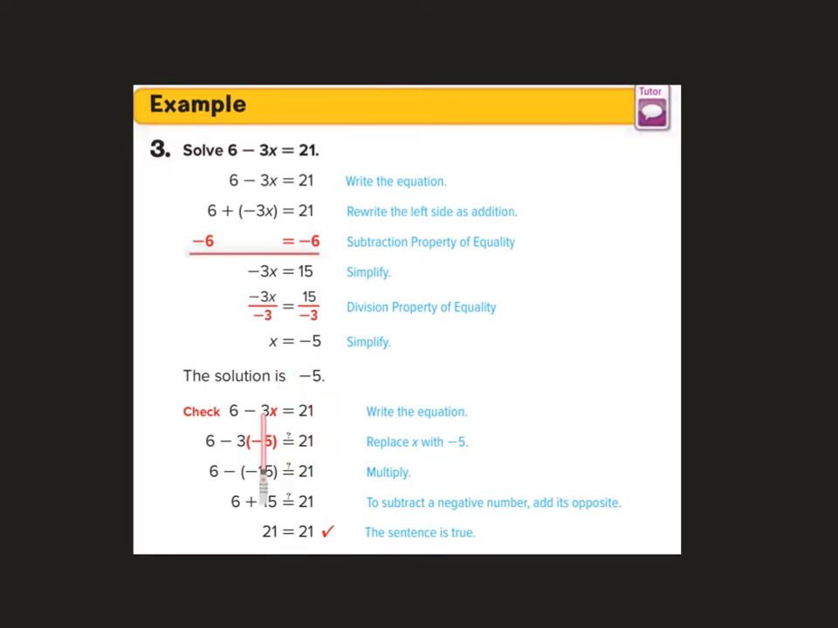Now to check our solution, we can plug negative 5 in for x. So we would have 6 minus 3 times negative 5 equals 21. And then when we do our simplifying, we'd have 6 minus negative 15. Remember, if you're subtracting a negative, it's like adding a positive. So that would give us 6 plus 15 equals 21. And you can see that we ended up with 21 on both sides of the equal sign. So the sentence is true, and this solution is correct.